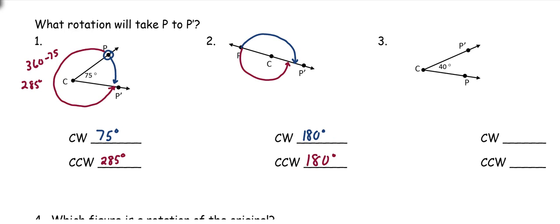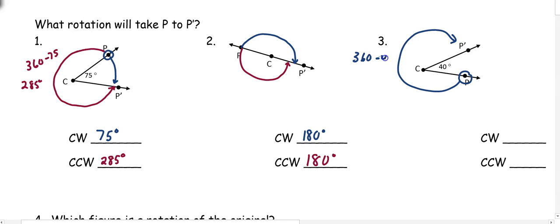Number three, to move clockwise and counterclockwise. If we're moving clockwise, we have to go outside the angle this time since P was the second point. Remember that a circle is 360 minus 40, which means we're moving 320 degrees. If we're going counterclockwise, we're staying inside the angle, so we'd be moving 40 degrees.